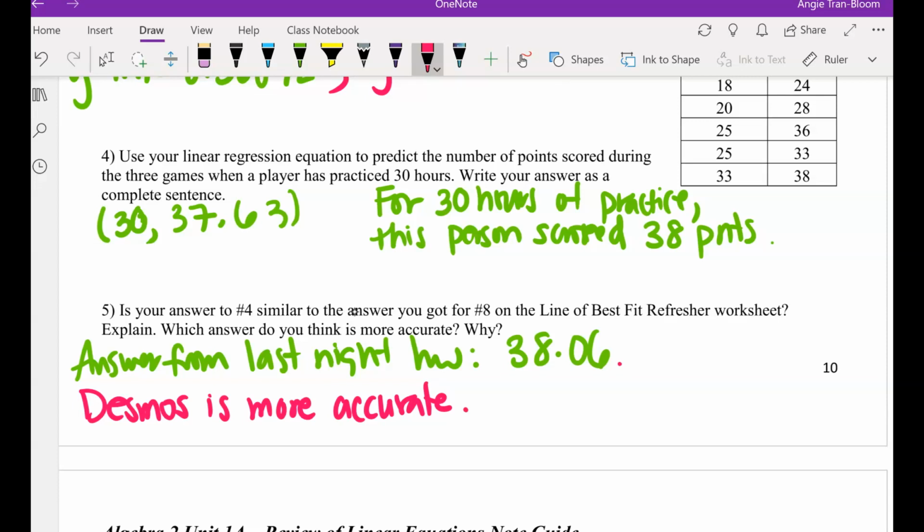Human error. When you draw that line, could we really do it perfectly? Not really, right? We kind of tilted it a little bit. But the computer is usually programmed to do a better job. So the computer is always slightly better than our own selves. Any questions on how to use a calculator or how to use Desmos?